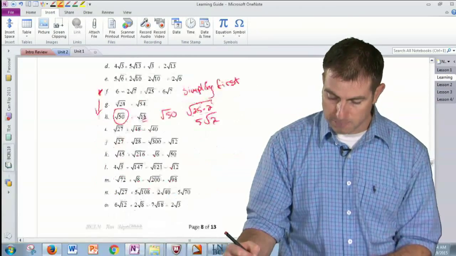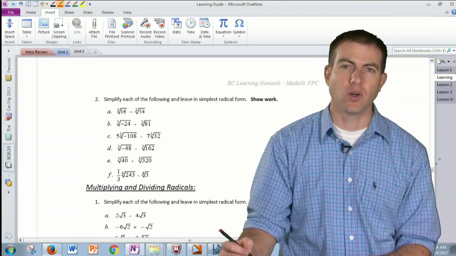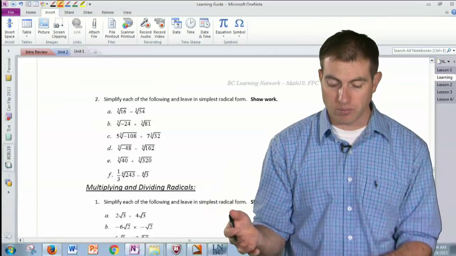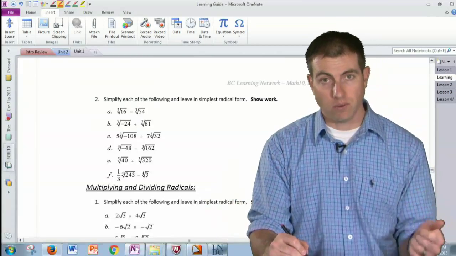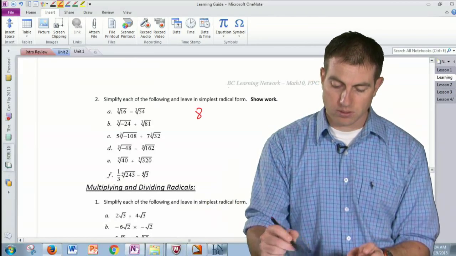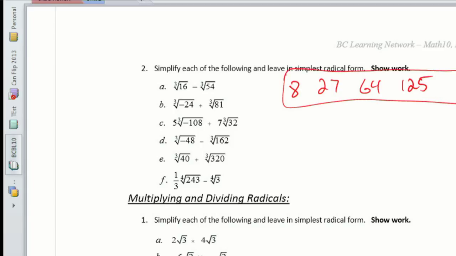Adding, subtracting. Number 2, same process except with cube roots. So don't get freaked out by the cube roots. It's the exact same thing. It's just your roots are going to change. So instead of doing 4 and 9 and 16, you're dealing with 8. 2 cubed is 8, and then 3 cubed is 27. 4 cubed is going to be 64. 125 is 5 cubed, and then 216. So these are your perfect cubes. You might want to have those handy for doing these guys. Simplify first.